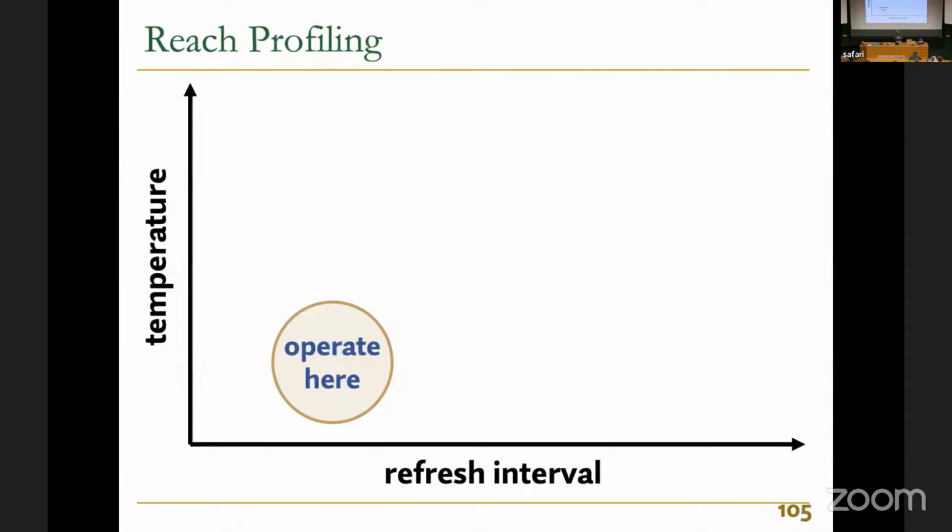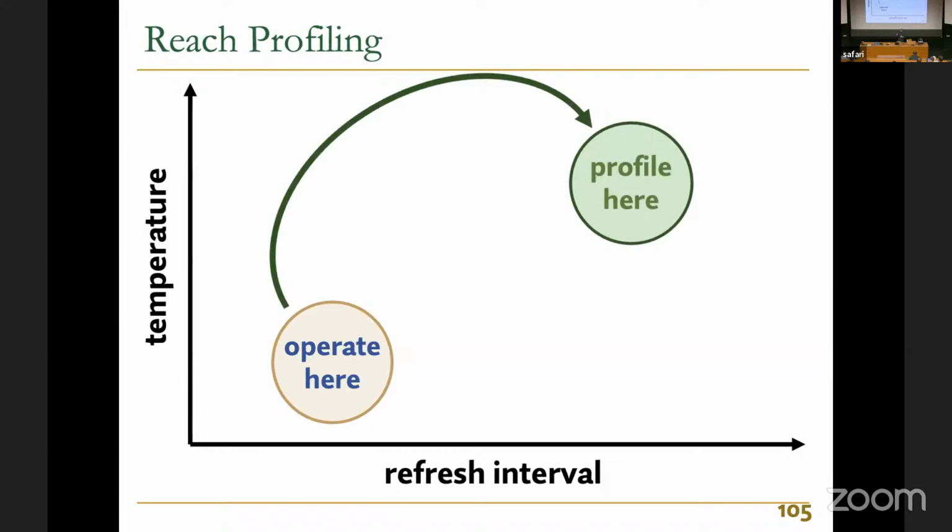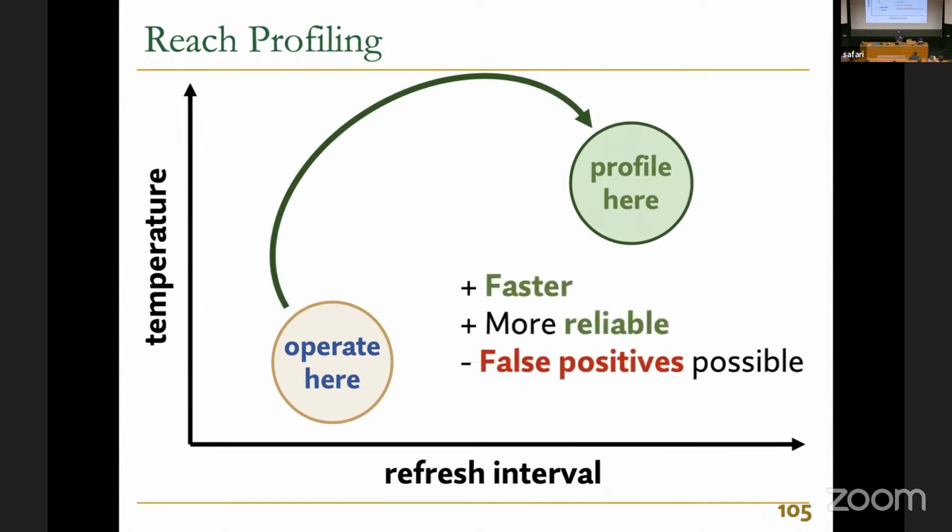The key idea of this reach profiling, or Reaper, method is that you operate at a low refresh interval, so a high refresh rate, and low temperature. From time to time, you want to repeat your profiling for a DRAM chip. So you move to another operating condition: you increase the refresh interval, reduce the refresh rate, and increase temperature. So you exacerbate data retention, reducing data retention time. By doing this, you can perform the profiling faster. It's more reliable, and of course, you can have some false positives.